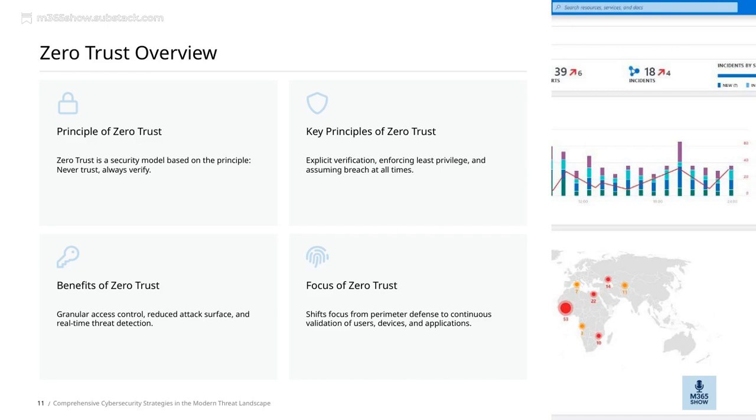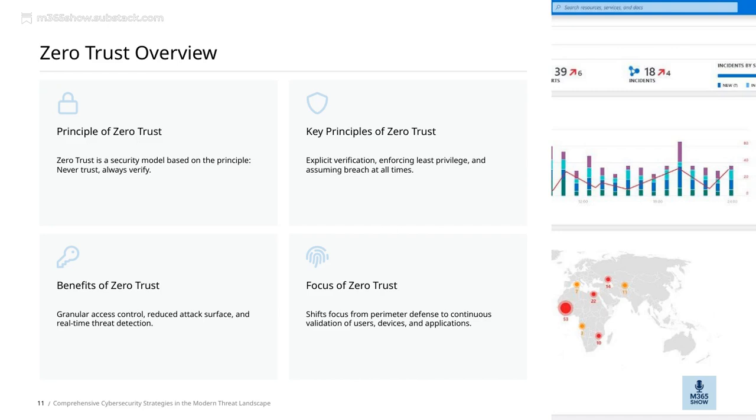The core of Zero Trust is about granular access control. We want to ensure that each user or device only has the permissions they need, which helps reduce the attack surface. Additionally, real-time threat detection plays a crucial role, allowing us to spot suspicious activity immediately and respond swiftly.